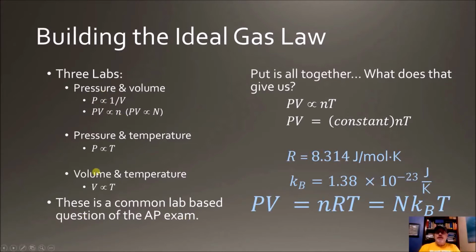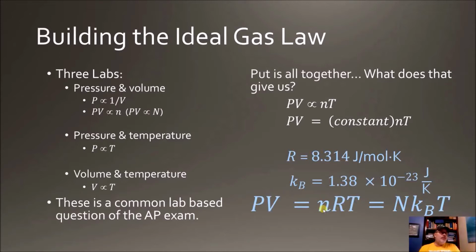Now, if we put these three labs together, what do we find out? We find out that pressure and volume multiplied together are proportional to the number of moles times the temperature, or the amount of gas times the temperature. But n and T, moles times Kelvin, is not the same unit as pressure times volume, pascals times meters cubed. So we need a constant in here, and the constant that we have is called the ideal gas constant, which is 8.314 joules per mole Kelvin. And so we get this equation right here, PV equals nRT, where n is the number of moles.